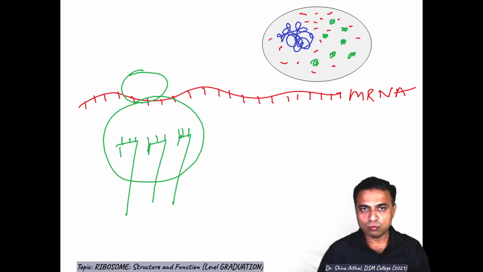So see here now, once you know the structure of ribosomes, your immediate responsibility will be to know the structure of tRNAs and its function. That I will be explaining in my next lecture with respect to translation. So translation will start with the structure of tRNA.